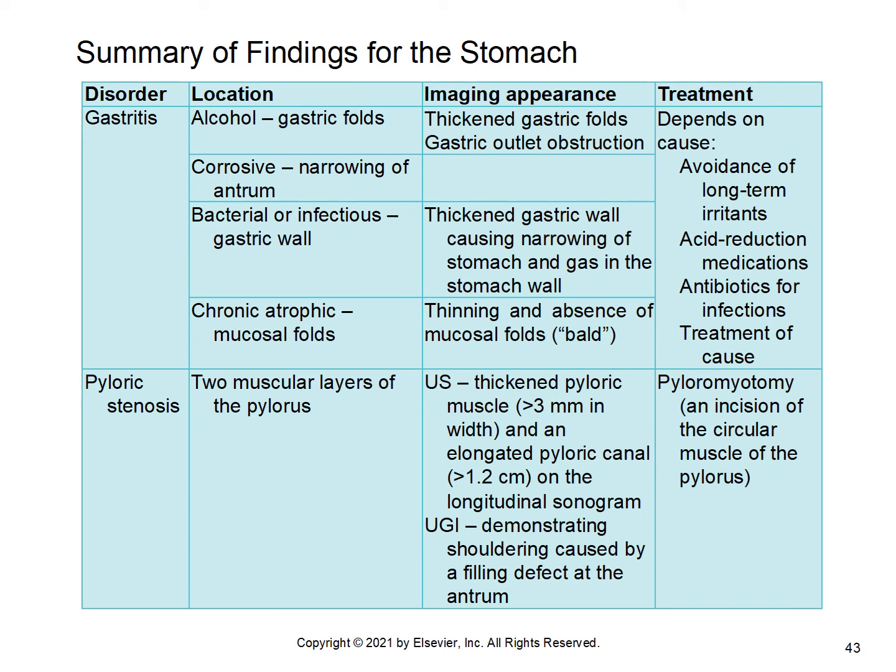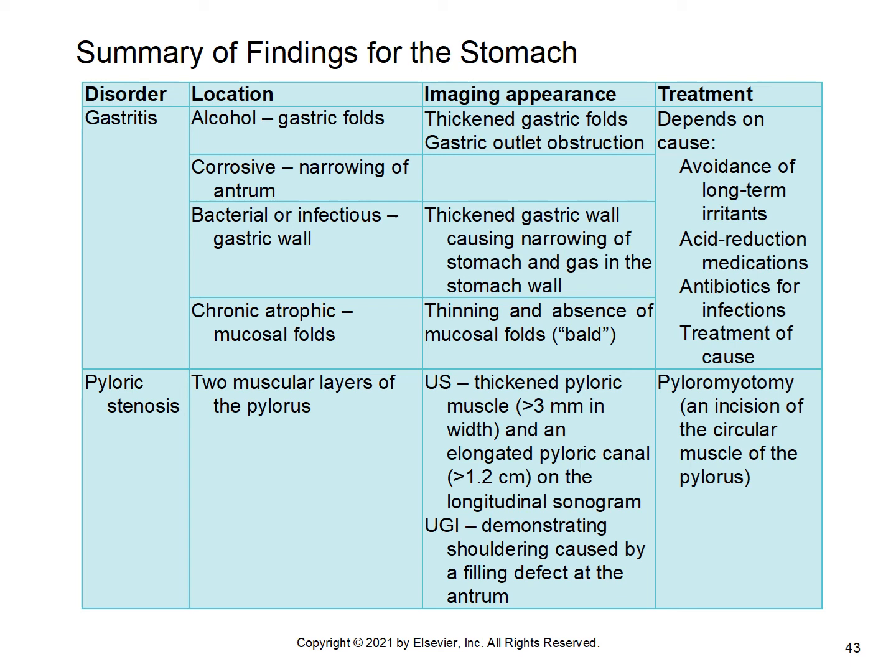So a quick summary of our findings of the stomach. Gastritis is inflammation of the stomach. It can be caused by alcohol abuse. And when we see that, we see a changing of the gastric folds or rugae with a thickened gastric outlet, with thickened gastric folds and a gastric outlet obstruction.